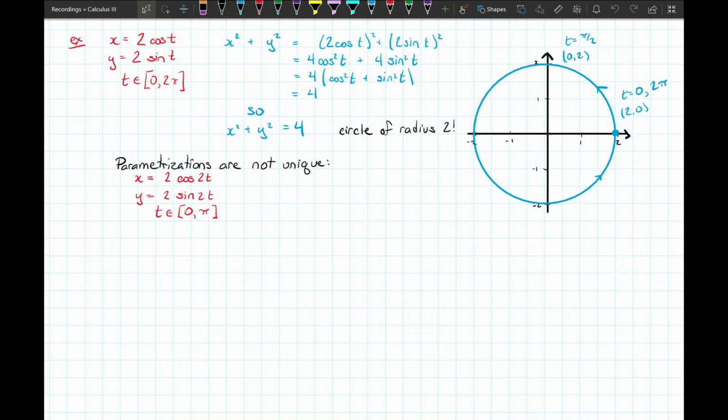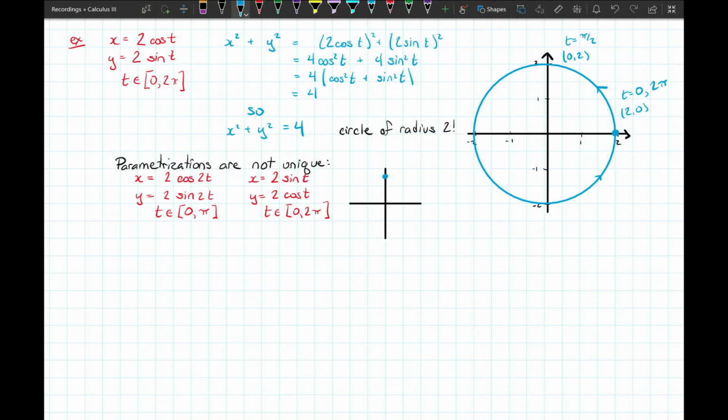What if I were to change the functions, though? If I were to have x equal to 2 sine t and y equal to 2 cosine t, you can still see that it satisfies the relationship x squared plus y squared equals 4. And you can imagine that because of my parameter domain, I'm going to go around the circle exactly once. The difference here is that when t is equal to 0, x is going to equal 0, and y is going to equal 2. So that means my initial point is going to start at the top of the circle.